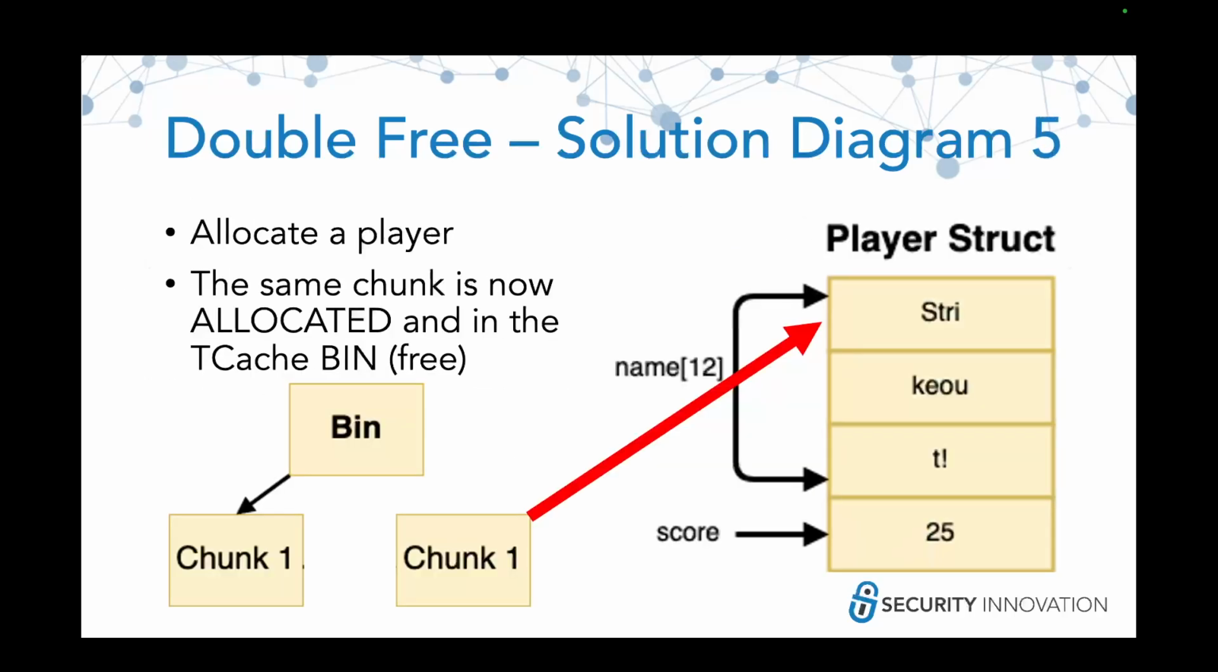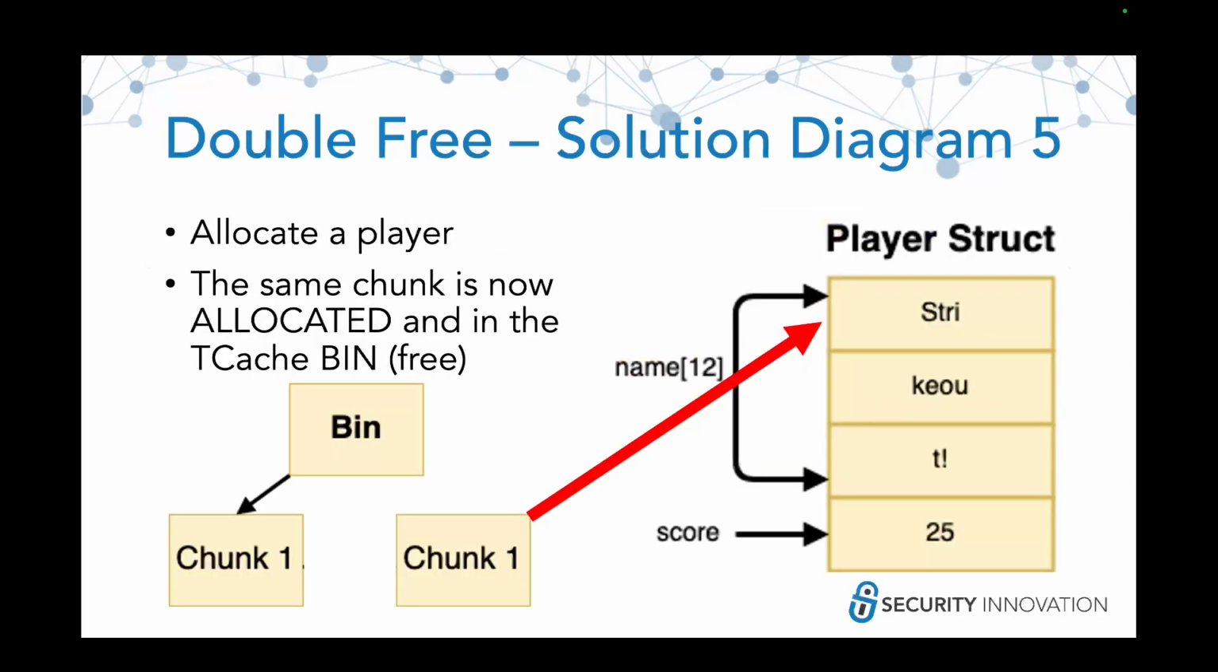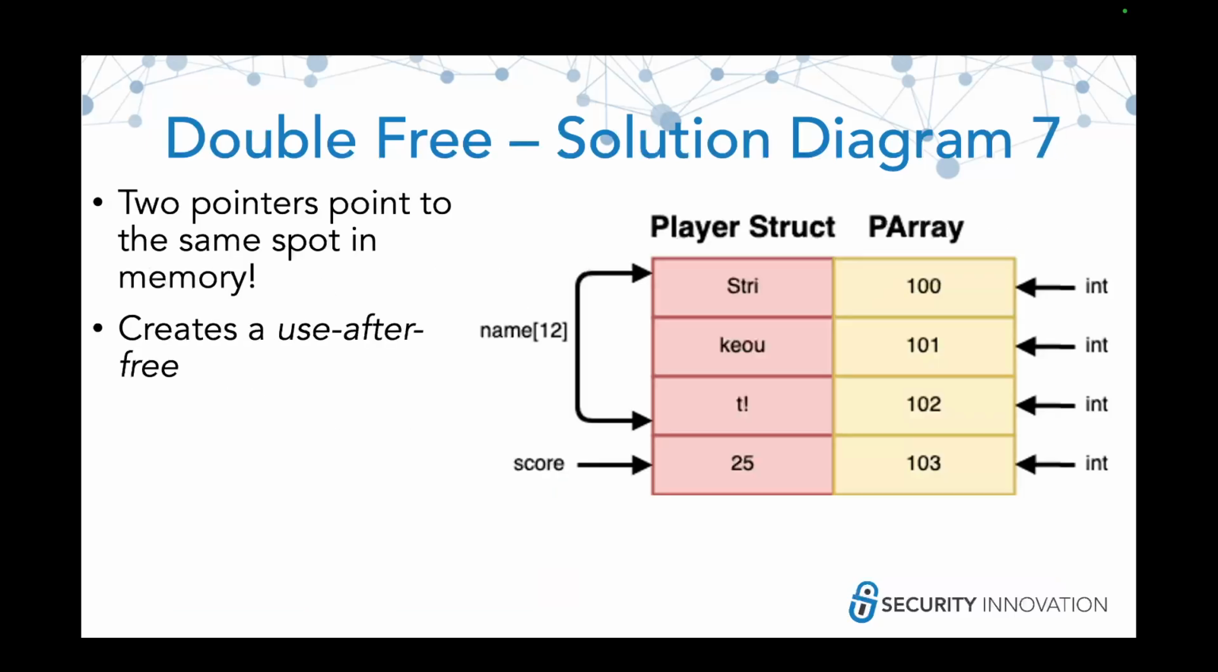Again, this is because we started with two chunks in the bin. We allocated one for the player. So now this has one chunk. But then when we call allocate for the player struct, it's going to use the same exact structure. So we have that overlapping effect where two pointers think that they own the same memory, even though they're both using it for different purposes.